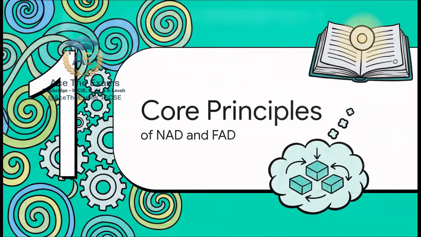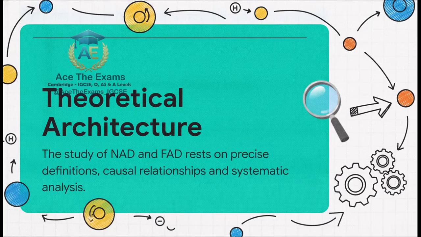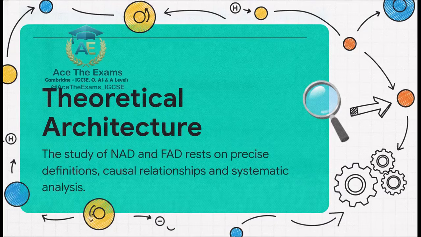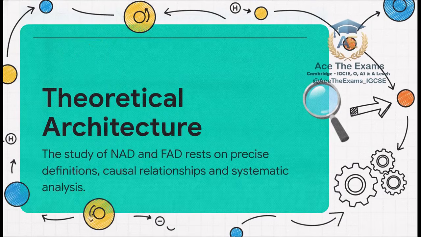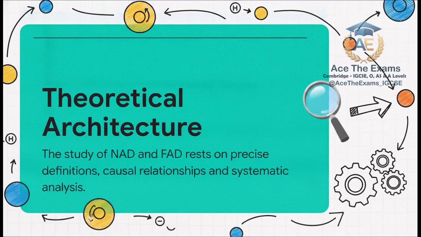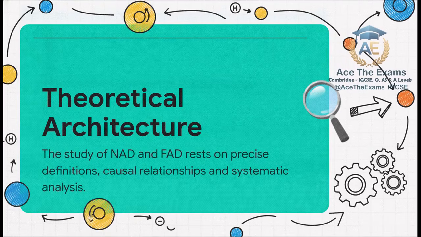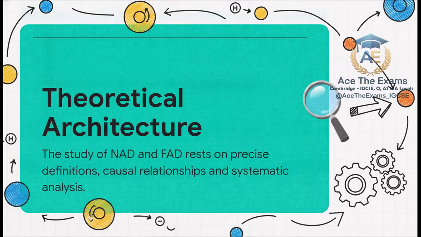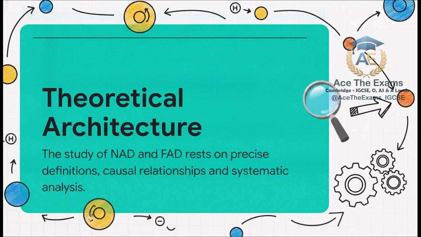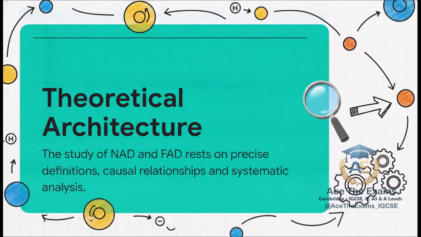Section 1. Core Principles of NAD and FAD. Okay, let's dive right into this theoretical architecture. The whole study of NAD and FAD rests on precise definitions and, more importantly, causal relationships. It's all about cause and effect. It's like a giant puzzle. When a substrate is oxidized and loses hydrogen, how does that directly cause the reduction of NAD to NADH? You have to understand the whole system working together, not just memorize a bunch of isolated molecules.